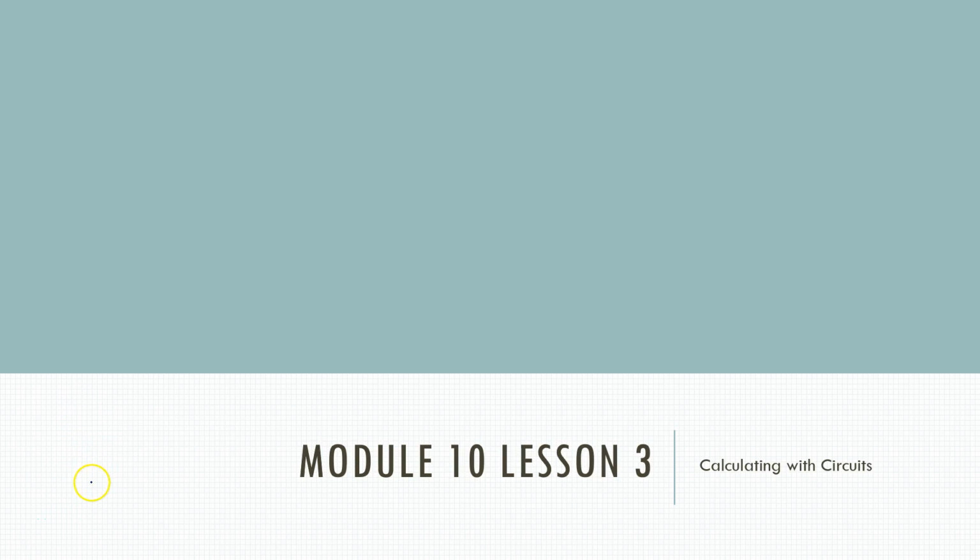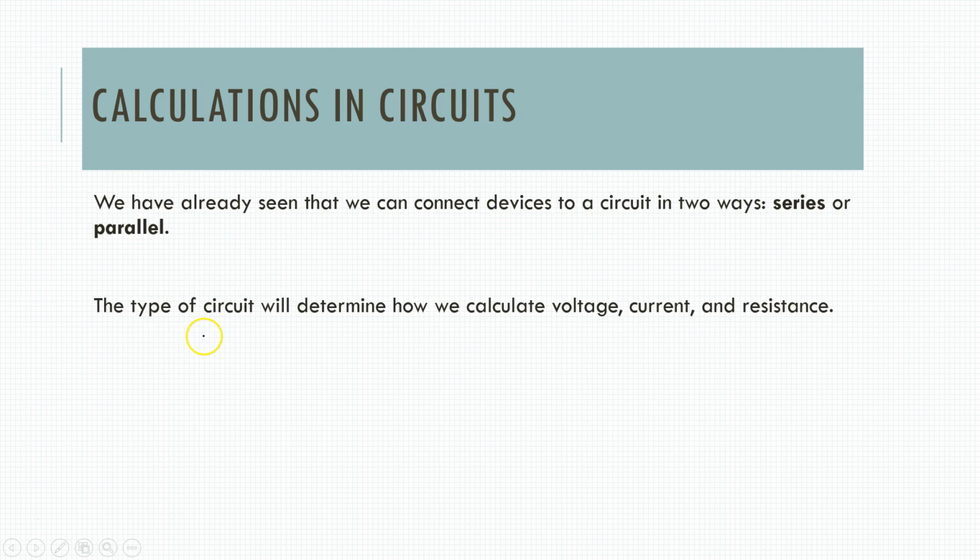This is Module 10, Lesson 3. We're on our last lesson of the module. What we're going to be doing this time is using the circuits in order to do calculations. So we're going to take Ohm's law, which we learned from before, which was V is equal to IR, and we're going to apply it to circuits.